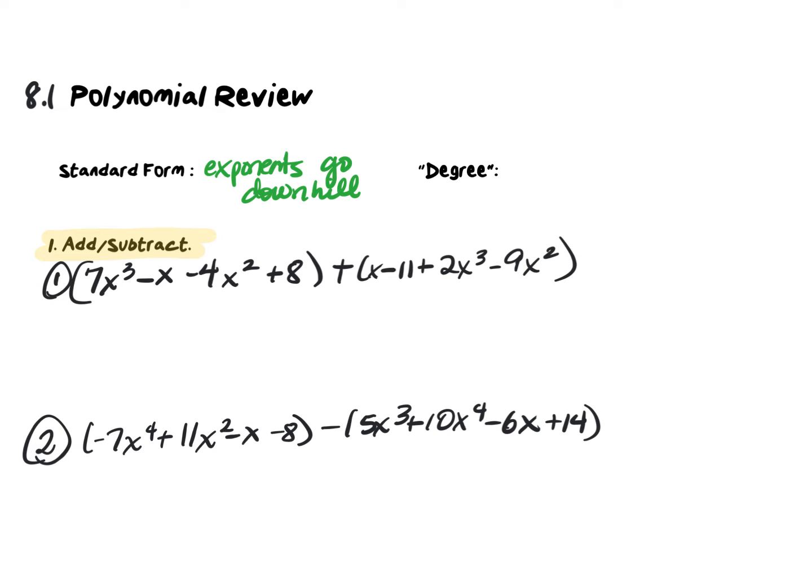Okay, what the heck do I mean by that? I mean, when you put it in standard form, you put the highest exponent first, and then they go in decreasing order. So x squared, x to the first, no x. That's what I mean by downhill. Now, when you see the word degree, as we do polynomials, that refers to the highest exponent.